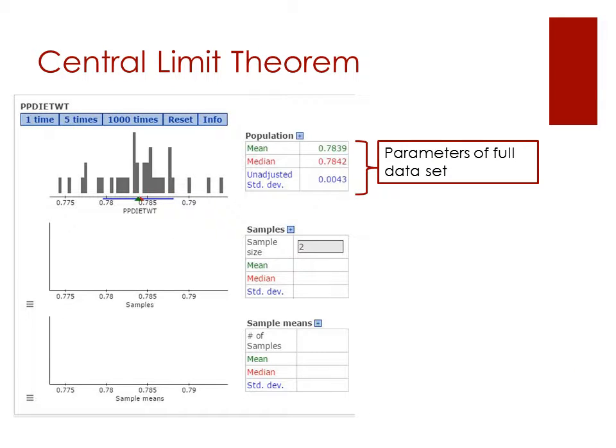You get something that looks like this. So here we can see in our top graph is the distribution for the full data set for the Pepsi product diet weight. If you look over here to the right, you can see the parameters for the full data set. So we have our mean, median, and our standard deviation for that particular data set.